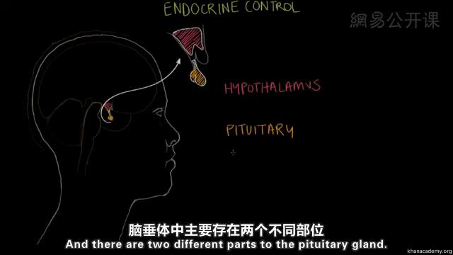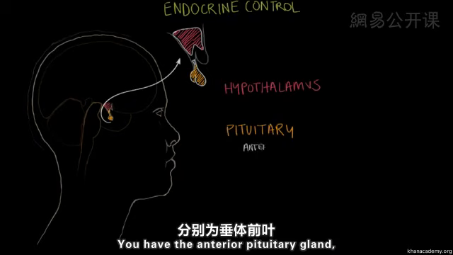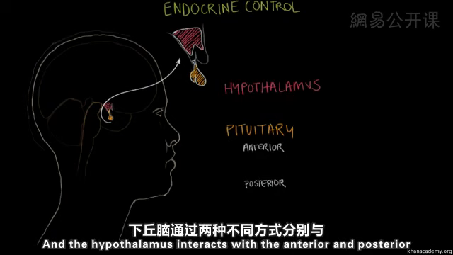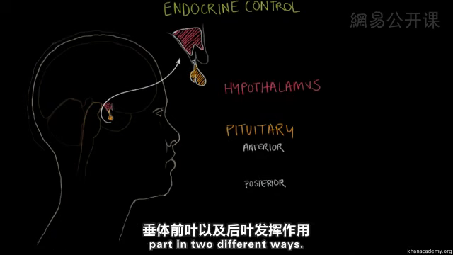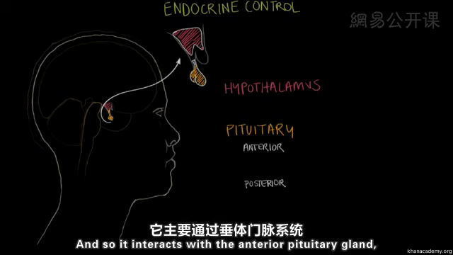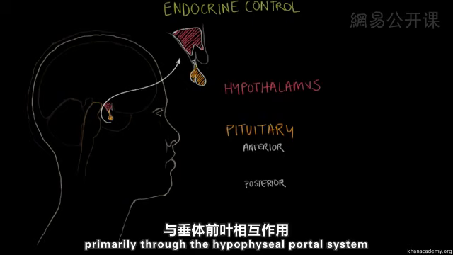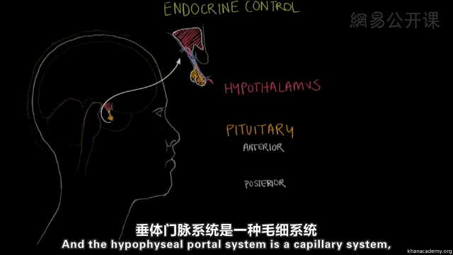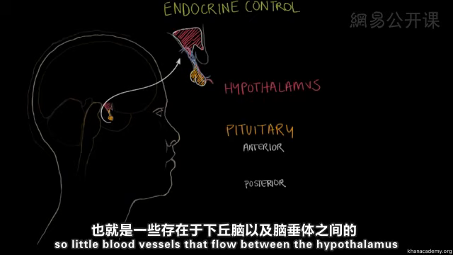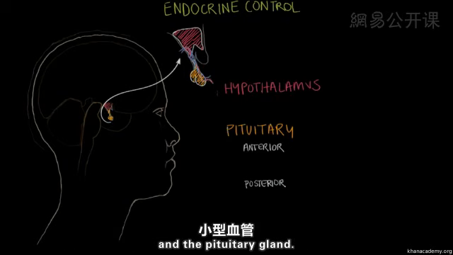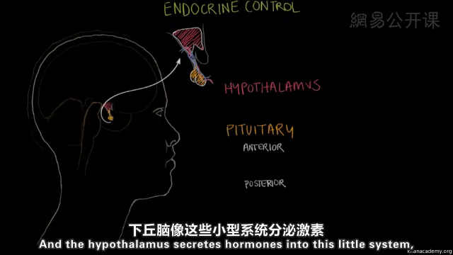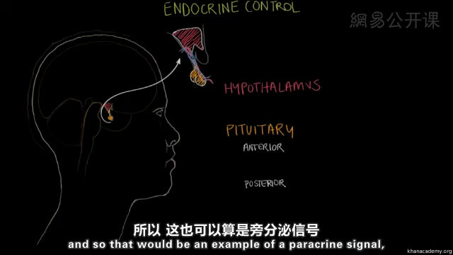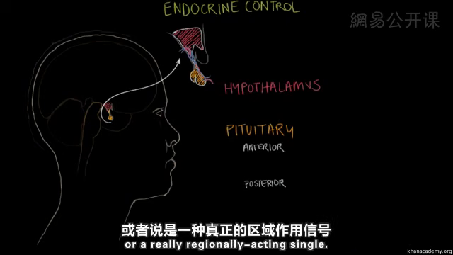And there are two different parts to the pituitary gland. You have the anterior pituitary gland, and then you have the posterior pituitary gland. And the hypothalamus interacts with the anterior and posterior part in two different ways. It interacts with the anterior pituitary gland primarily through the hypophyseal portal system, which I've kind of drawn in here. And the hypophyseal portal system is a capillary system, so little blood vessels that flow between the hypothalamus and the pituitary gland, and the hypothalamus secretes hormones into this little system, and they go down and they signal the pituitary gland. And so that would be an example of a paracrine signal, or a really regionally acting signal.